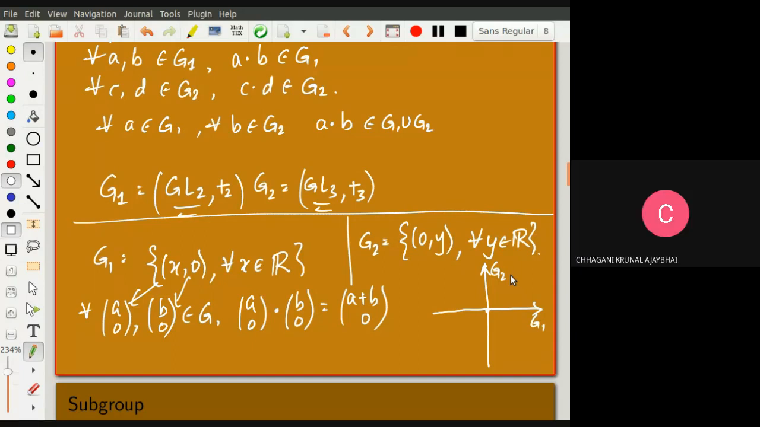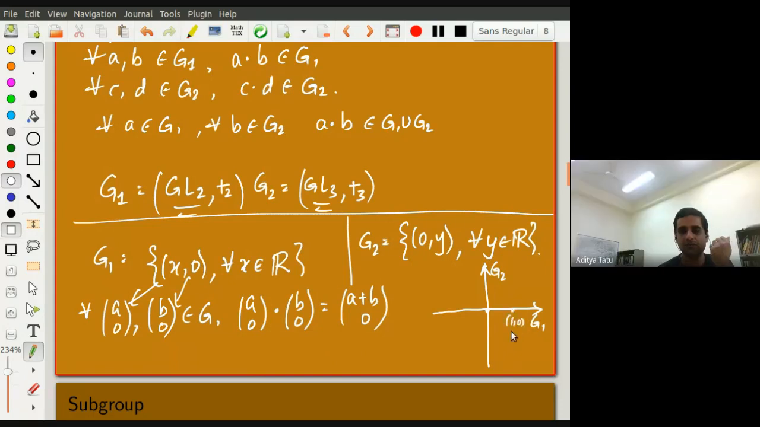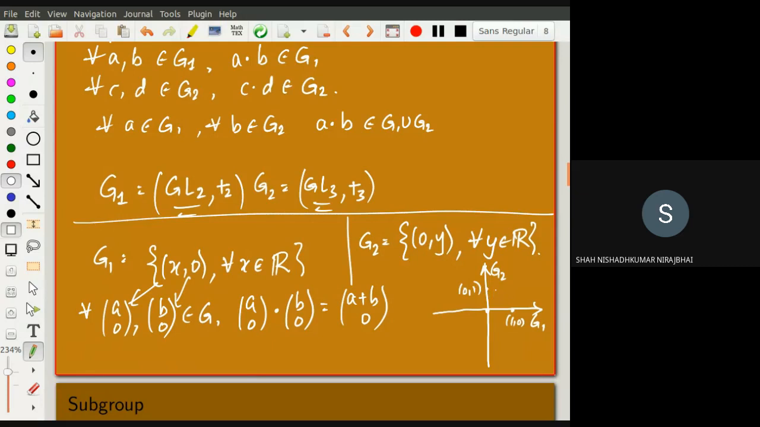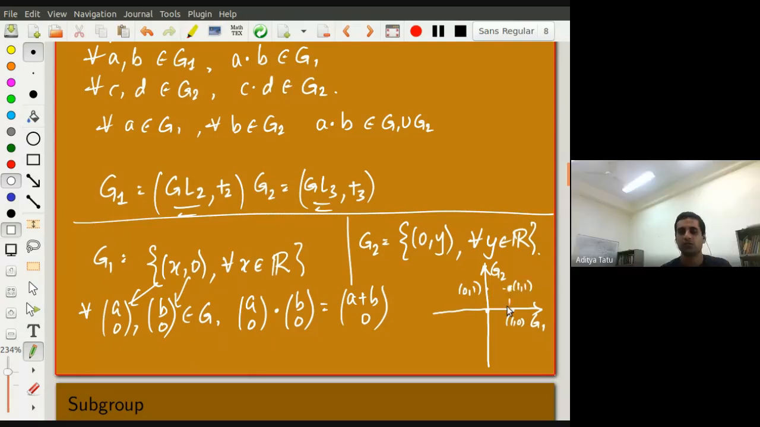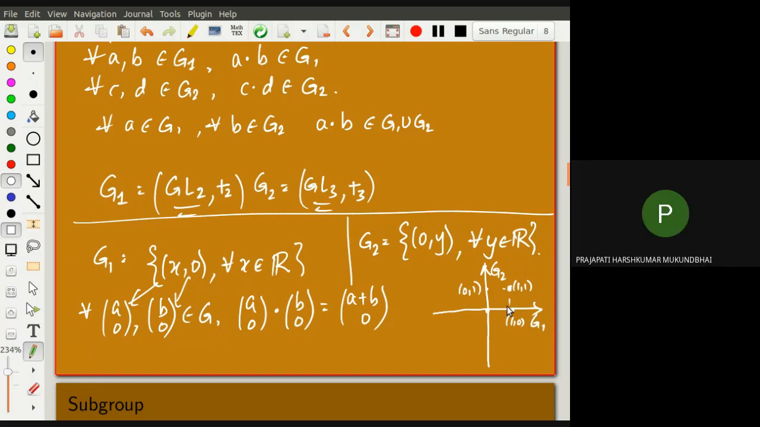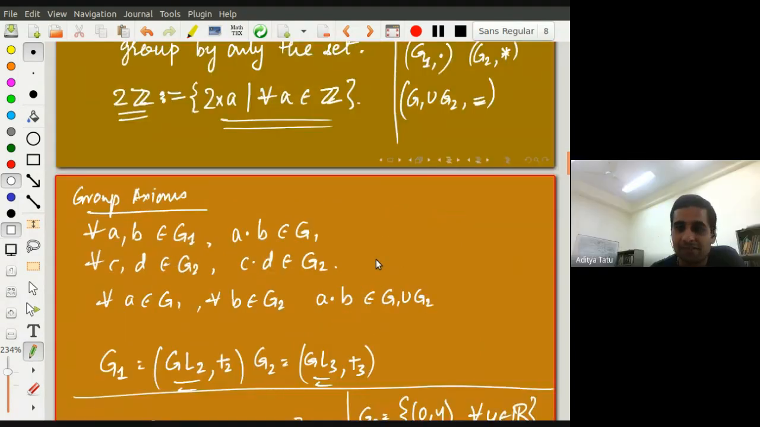No. Exactly. Take the points (1, 0) and (0, 1). Their sum is the point (1, 1), which is of course not in G1 union G2. Okay, Harsh, is that fine? Yes, sir. It's clear. Okay. Where were we?